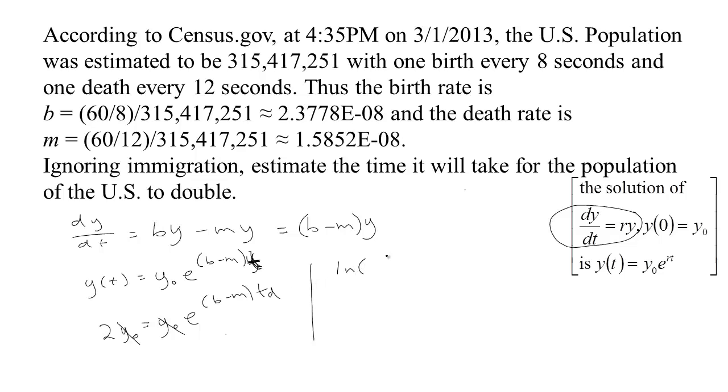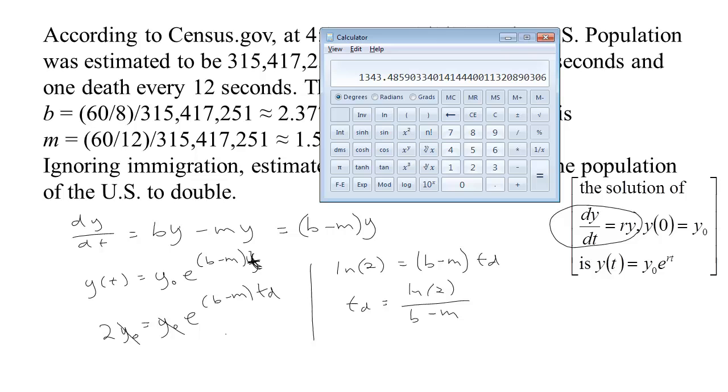Let's see, so we take the natural log of both sides. We get the natural log of 2 equals birth rate minus death rate, so the net growth rate. Okay, and we're looking for the doubling time, so the doubling time would be the natural log of 2 divided by the difference in the birth and mortality rates. So let's estimate the doubling time then by putting it in our calculator.